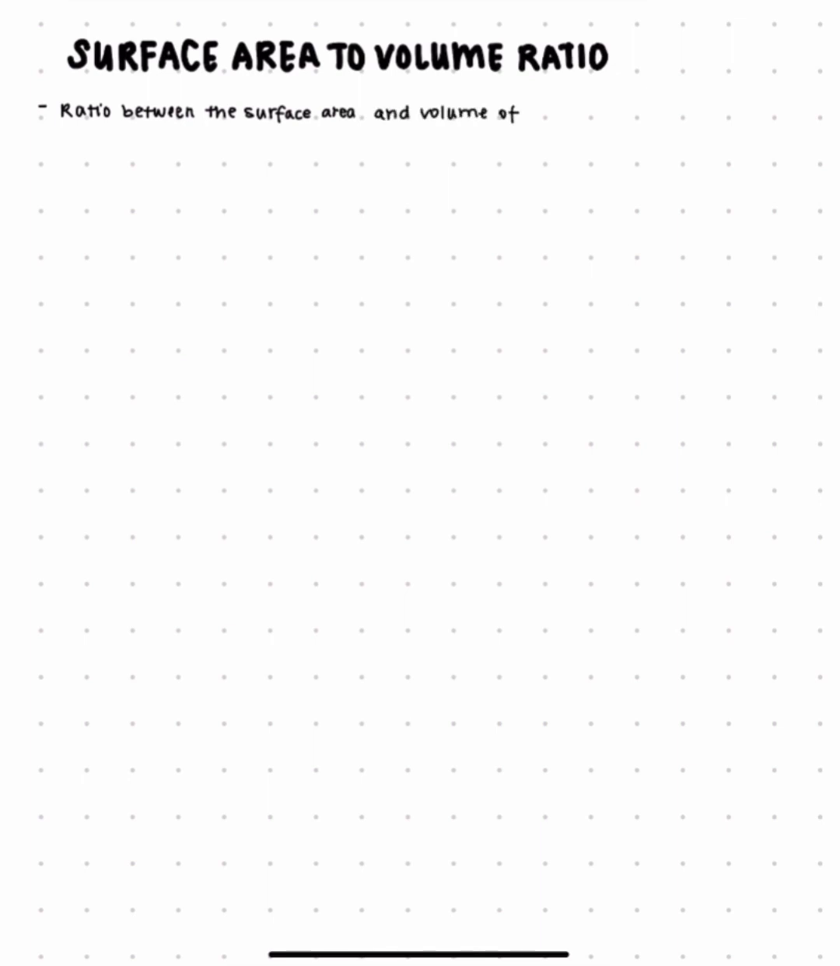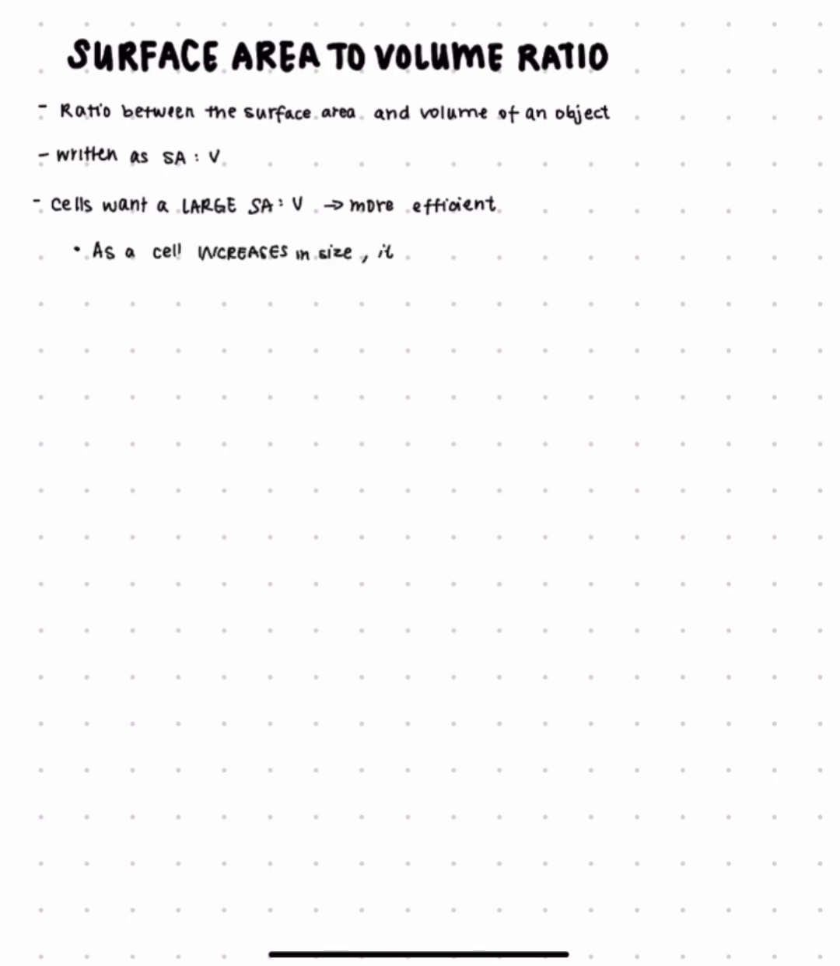Now I'll be going over something called the surface area to volume ratio. Now the surface area to volume ratio limits cell size. It is the ratio between the surface area and the volume of an object, frequently written as SA:V. Now, cells seek to have a large surface area to volume ratio because it is more efficient this way.